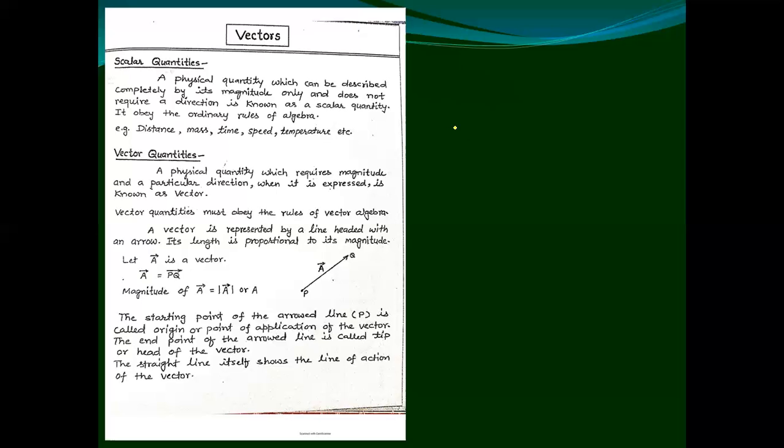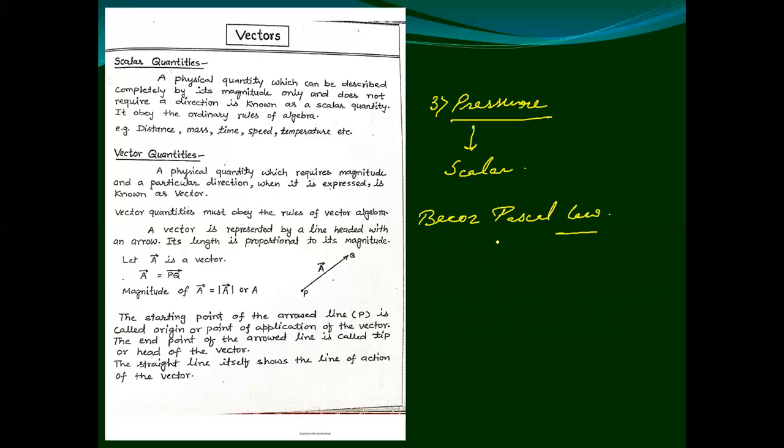So that goes for time and current. What about pressure? Third is pressure. Is pressure a scalar or a vector? Pressure is also a scalar. Why? Because of Pascal's law. When a pressure is exerted on an enclosed fluid, it is transmitted equally and undiminished in all directions. What did I say? In all directions. That is, no specified direction is there. Since there is no specified direction, I term pressure a scalar.